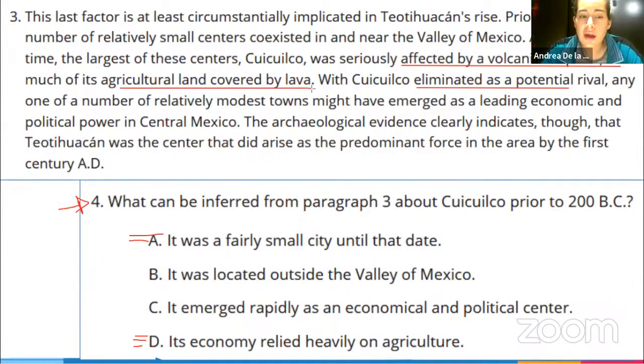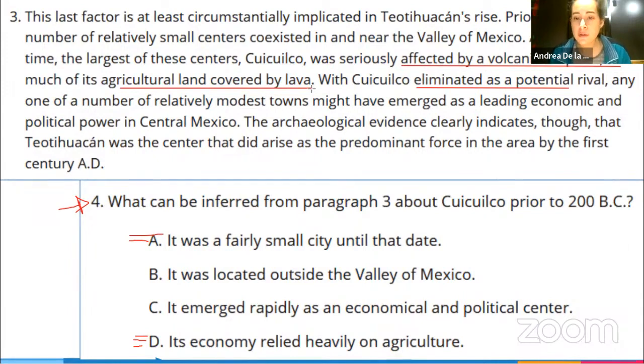Fair? Okay, guys. Now, what is the process that we need to follow to answer these questions? First thing, same as the other ones, we read the question carefully, and it says, what can you infer about Cuicuilco prior to 200 BC? Now, first of all, in order to make an inference, same thing as the example, right? You cannot make an inference if you don't have any basis. So before drawing any conclusions, you need to have the actual information that is directly in the paragraph.